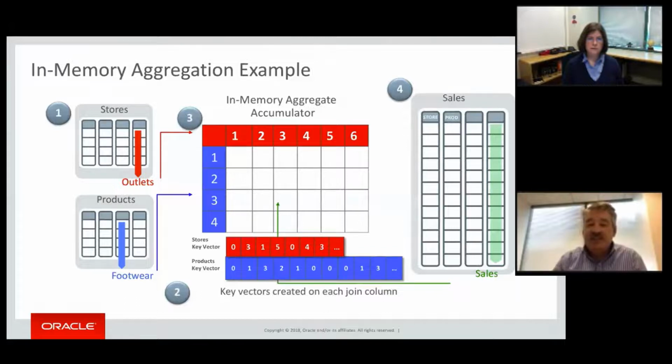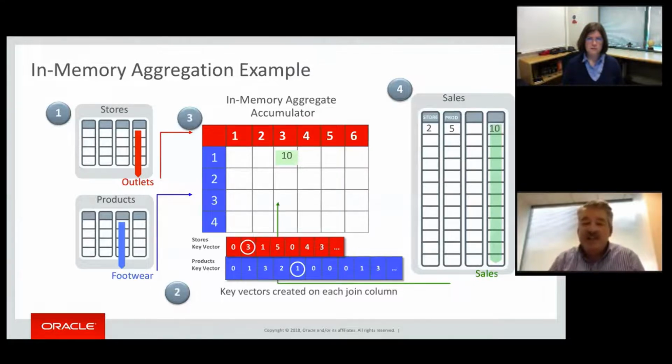In this case, you can see that we have the values in blue for our products key vector table, and in red for our stores key vector table. Let me try to move our pictures. In my view of the screen, there are pictures of Maria and myself, and so I can't see the sales table.